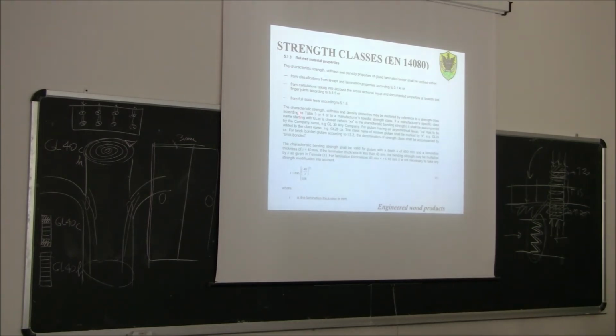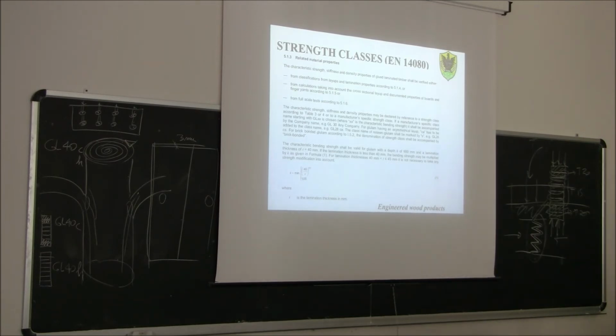Okay, another important thing. The characteristic bending strength shall be valid for glue lam with a depth h of 600 millimeter. So the reference depth for glue lam is 600 millimeter, and the lamination thickness is 40 millimeter. So the standard glue lam is 600 millimeter deep and made of laminations, boards, 40 millimeter thick.